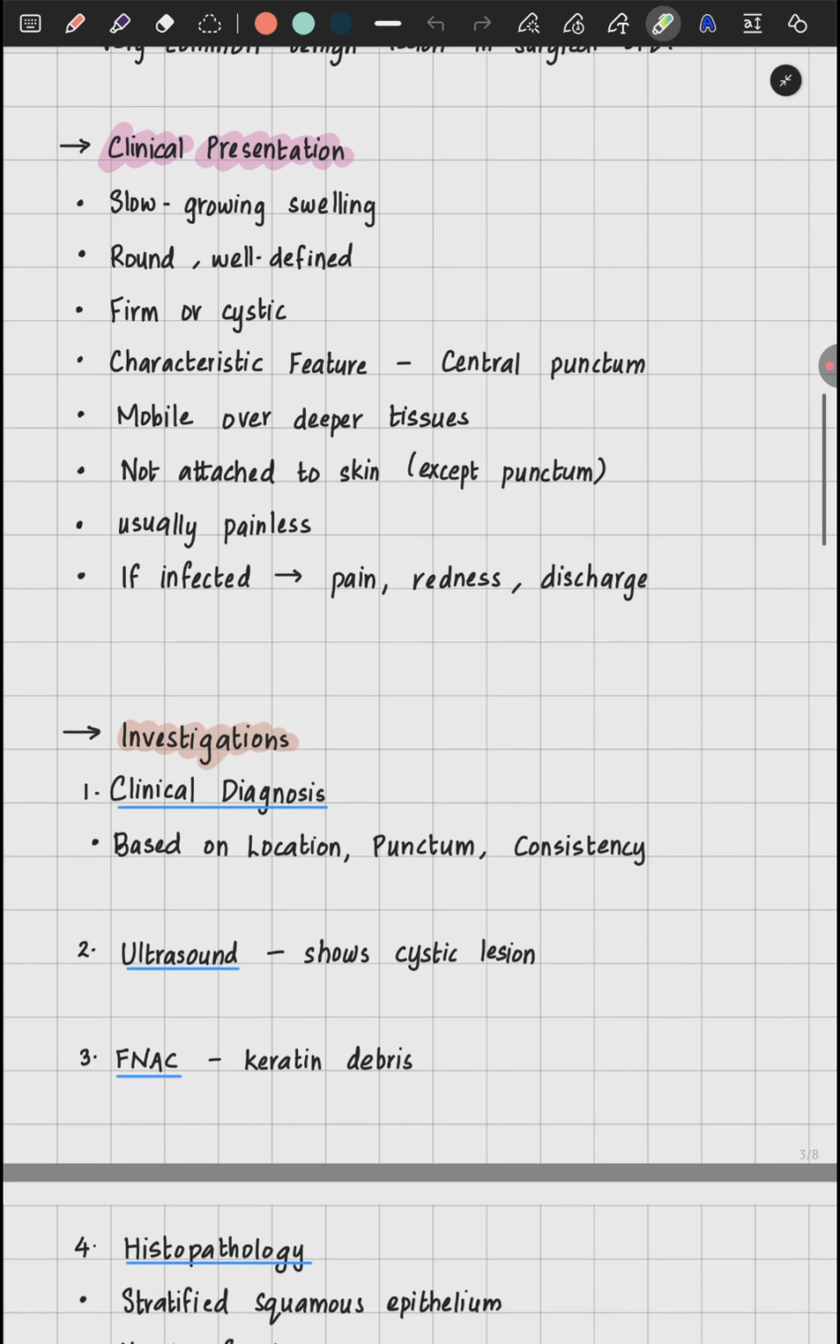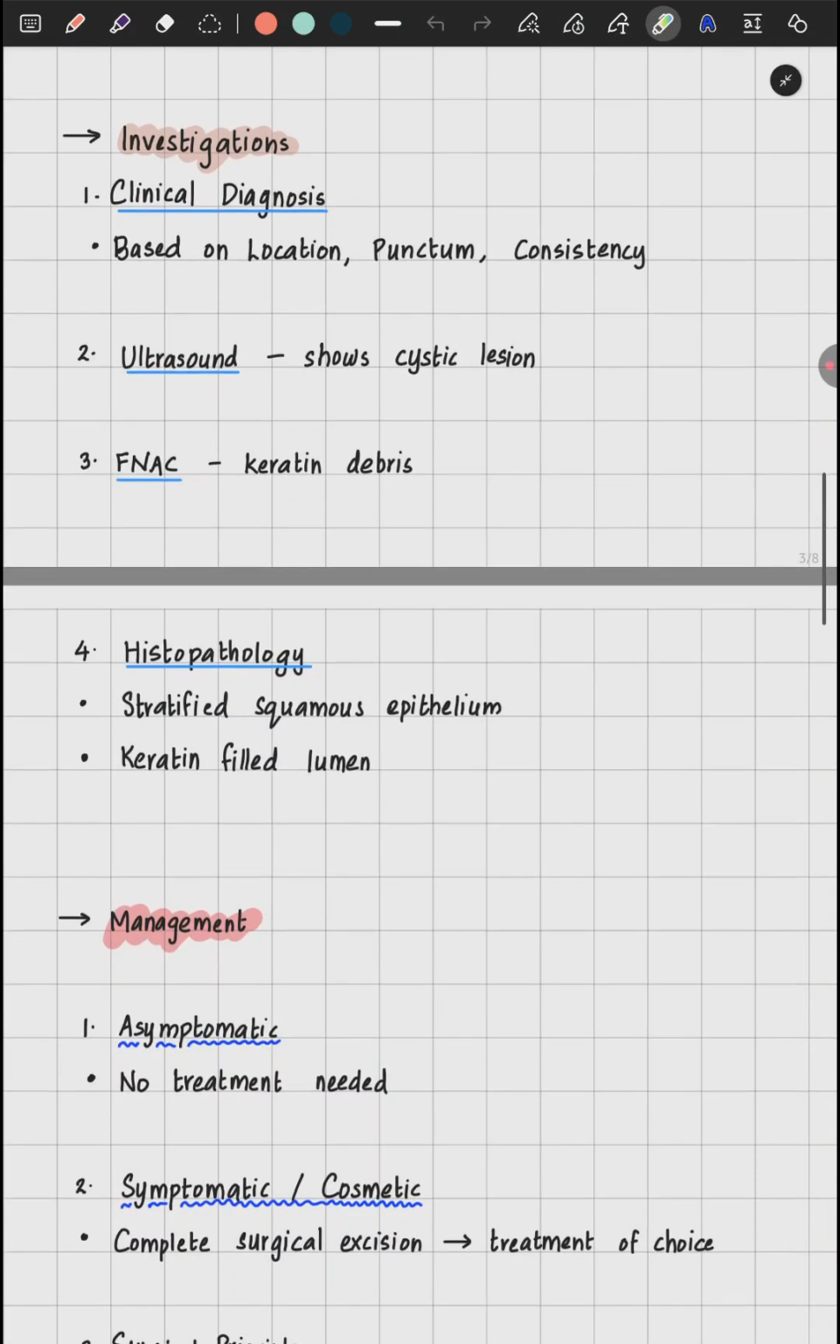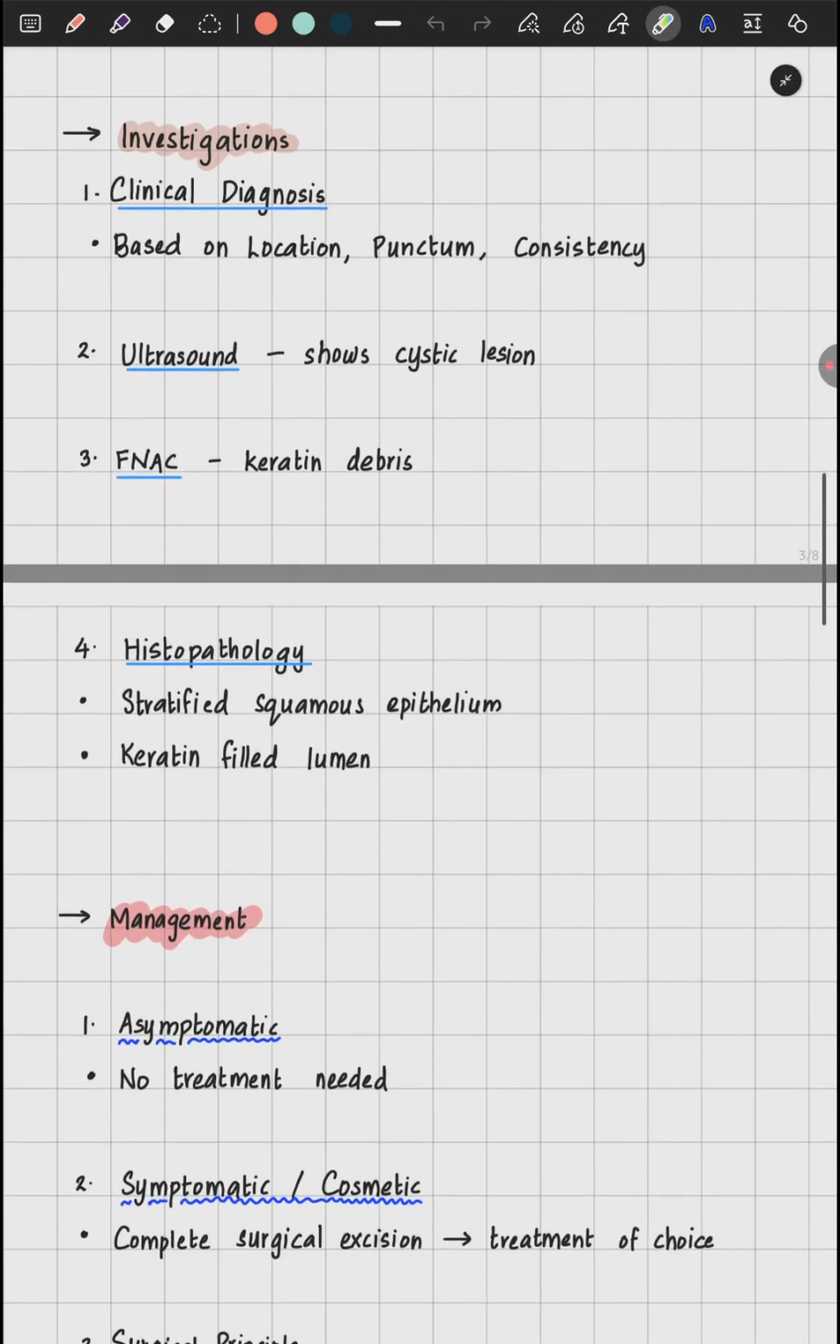Ultrasound can help confirm that it is a cystic lesion. Fine needle aspiration may show keratin material, and histopathology confirms the diagnosis by showing a cyst lined with squamous epithelium filled with keratin. Management depends on the symptoms.